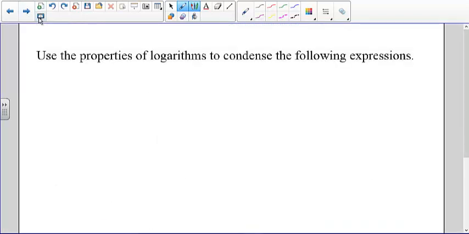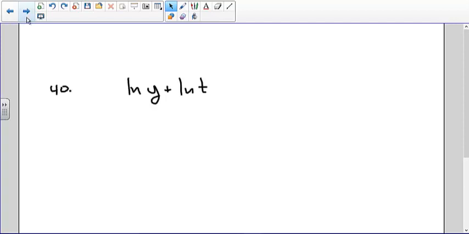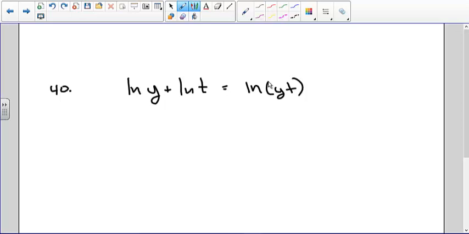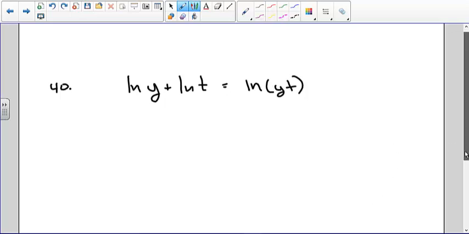Okay, so that was expanding expressions. You can go the other direction and take a series of logarithms that are added to each other or subtracted from each other, and combine them back. So it's just the opposite process of what we've been doing. If we've got the natural log of y plus the natural log of t, we can put those back together. It's a sum, so we can multiply those together. So that's all there is to that one.